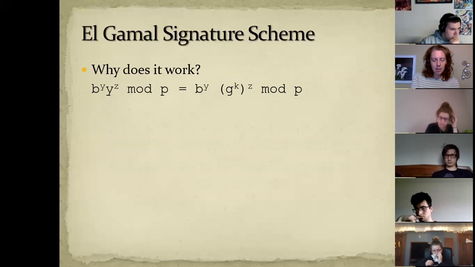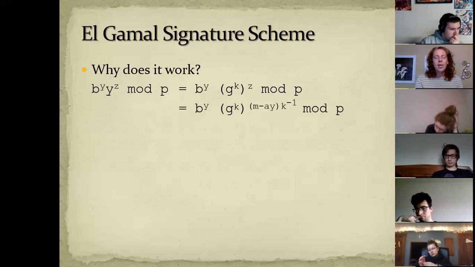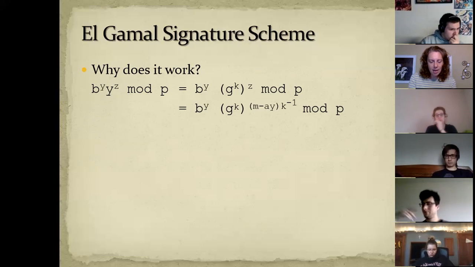There's an M in there. Yeah. M minus A times Y times K inverse. Yep. So we got M minus A times Y times K inverse mod P, mod P minus 1. Yes, M minus A times Y, I'm sorry, M minus A times Y times K inverse.